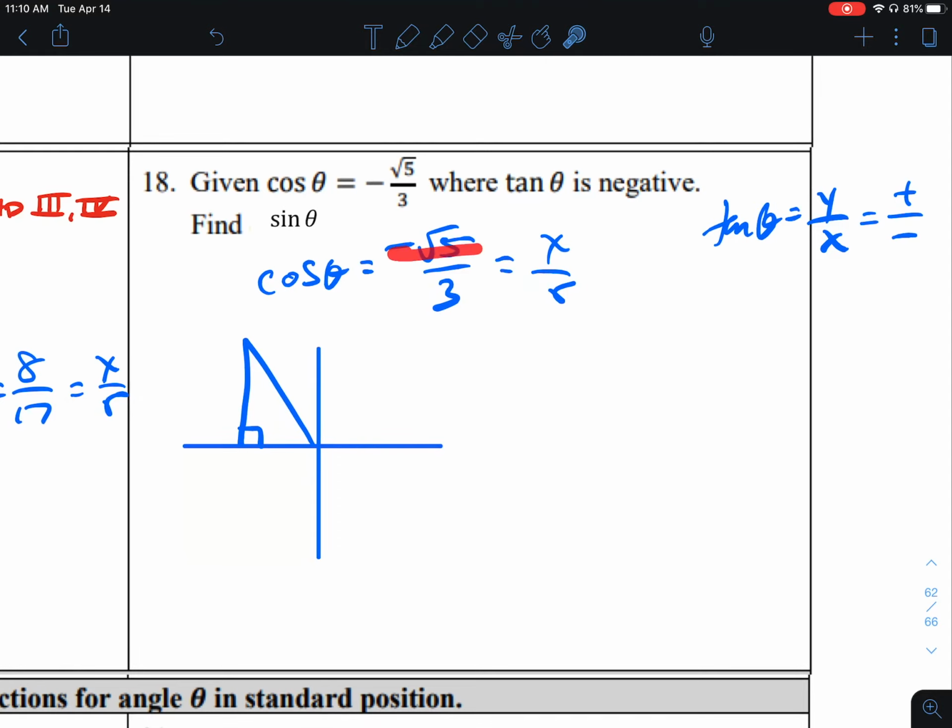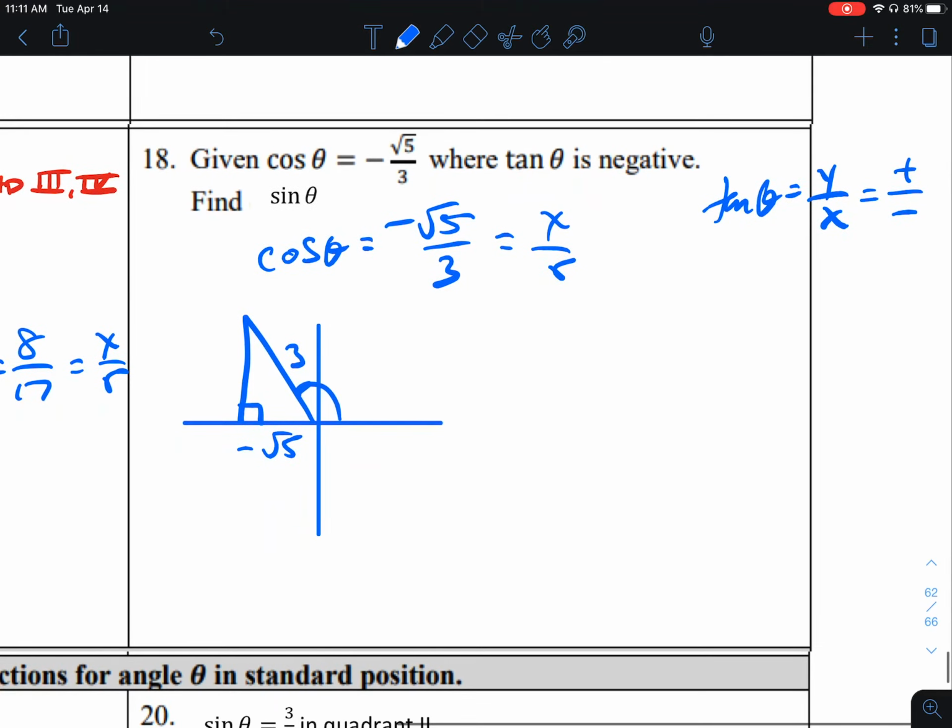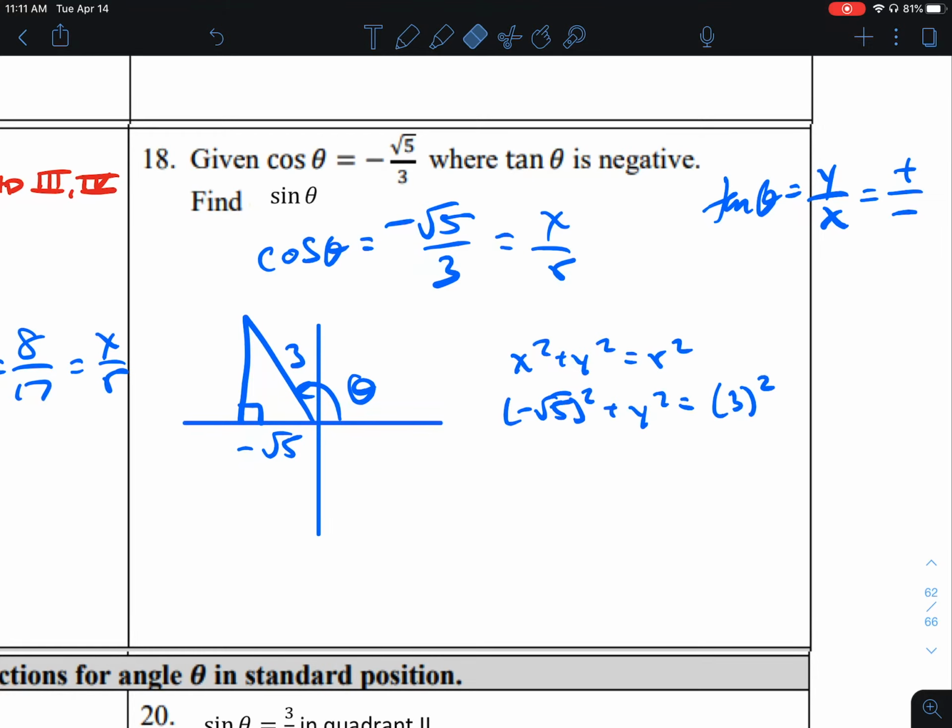So, since we know x is negative square root of 5, and we know r is 3, we just got to figure out what y is, and this is not special in any way. So we're going to use the Pythagorean theorem. X is negative square root of 5 squared. Don't know what y is. R is 3. We have to square that. A negative squared is positive. Square root of 5 times square root of 5 is 5. 3 squared is 9. Y squared is going to be 4. That's going to make y plus or minus 2.